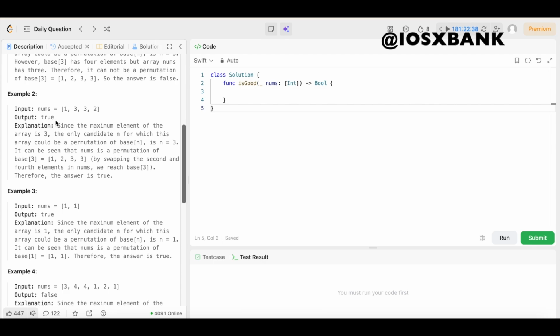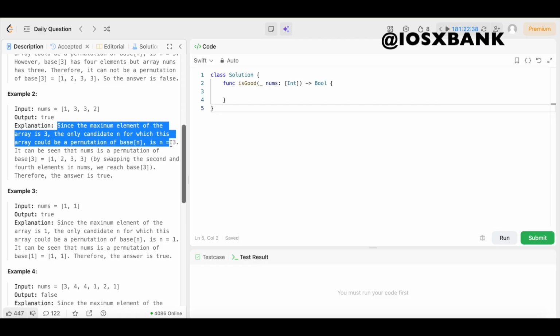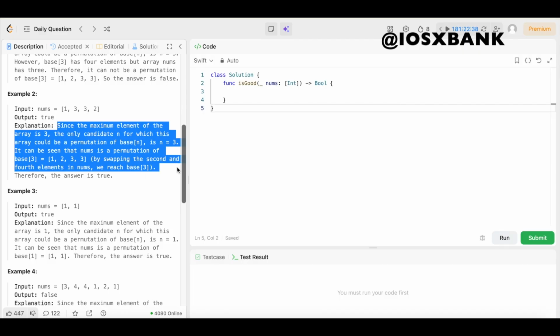Now, just in case that didn't make sense, let's take a look at example 2 where the output is true. So in example 2, our input nums equals an array of integers 1, 3, 3, 2. This time the output is true. It says since the maximum element of the array is 3, the only candidate for n for which this array could be a permutation of base n is n equals 3. It can be seen that nums is a permutation of base of 3, which is equal to an array of integers 1, 2, 3, 3. By swapping the second and fourth element in nums, we reach base of 3. Therefore, the answer is true.